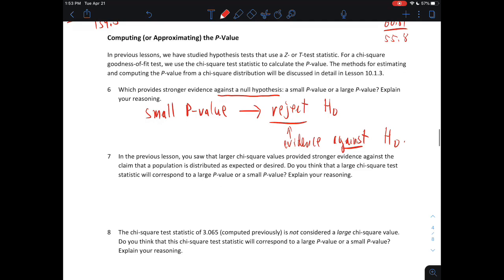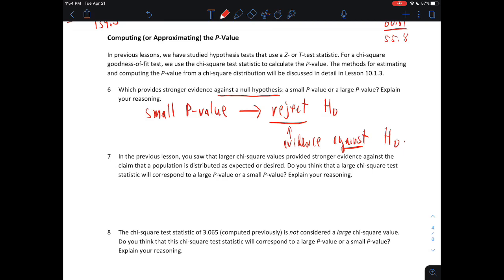Number 7, in the previous lesson, you saw that larger chi-square values provided stronger evidence against the claim that a population is distributed as expected or desired. Do you think that a large chi-square test statistic will correspond to a large p-value or a small p-value? Explain your reasoning.